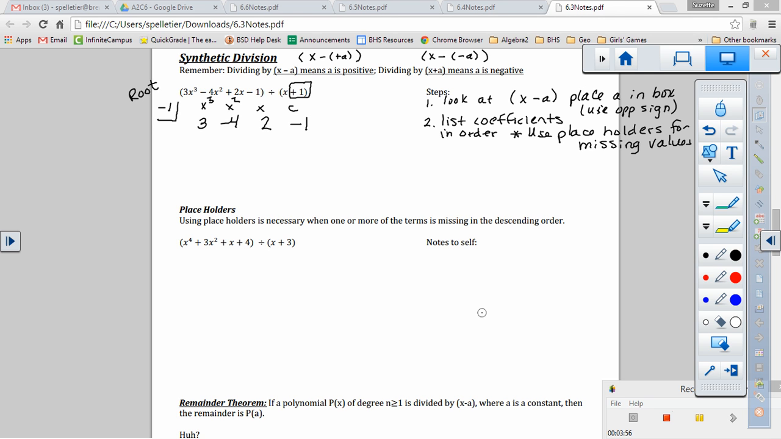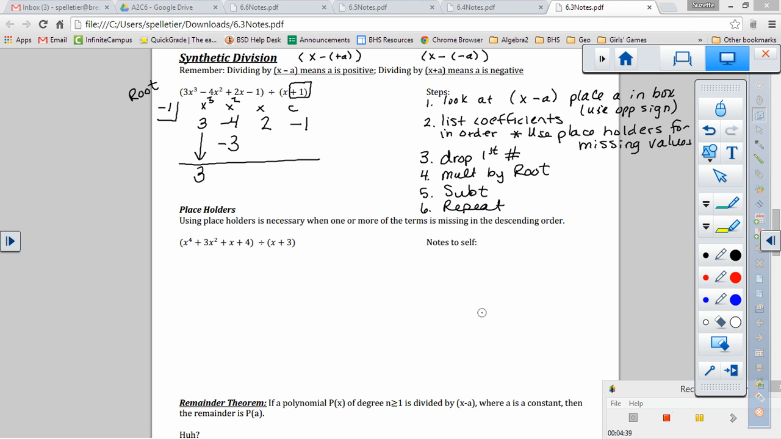And then here's the process. It's the same every time. You're going to drop the first number. You are going to multiply by the root, and then you are going to subtract, and then you are going to repeat. Okay, so make some space, drop the 3. Multiply it times the root. 3 times negative 1 is negative 3.